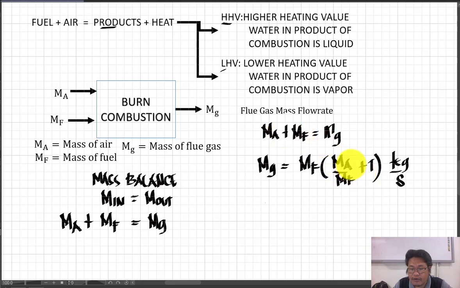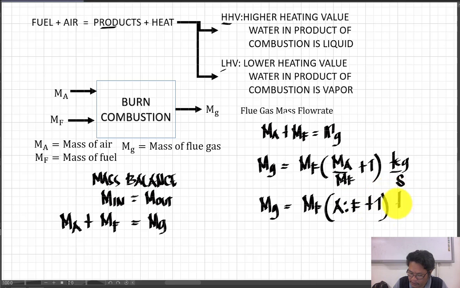So bakit natin ginawa ganito? In order to achieve an air fuel ratio, we rewrite the equation to express it in the mass air fuel ratio. This is already equal to the air fuel ratio natin, if you can still remember. So that will be the mass of flue gas, equal now to the mass of fuel multiplied by the air fuel ratio plus 1, in kilograms per second. So we can now get the mass of flue gas coming out after the combustion if we have the mass of fuel and also the mass of air that is introduced in the combustion chamber or the combustion area.